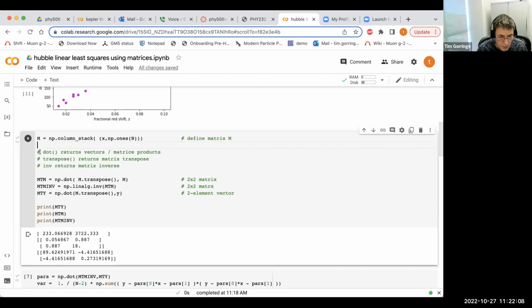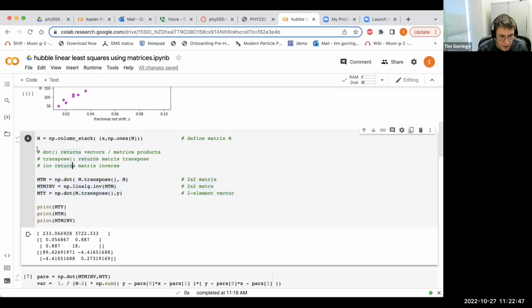uncertainties. Now, to solve for the parameters and their uncertainties, I need not just this matrix, but I need its product with its transpose. I need the inverse of that product with its transpose, and I need the product of the transpose of the matrix with the vector containing the dependent variable, the quantity y. And so these three quantities, variables that I need, are calculated here.